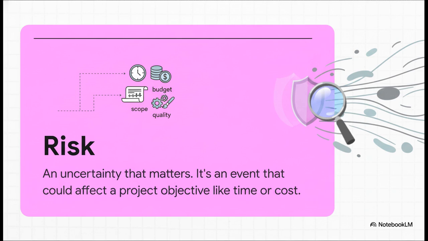So where does risk fit in? This is the key. A risk is an uncertainty that matters. It's an uncertainty that, if it happens, could actually impact your project's objectives. Things like your schedule, your budget, the scope of what you're delivering, or its quality. If an uncertainty doesn't affect one of those things, it's just noise.